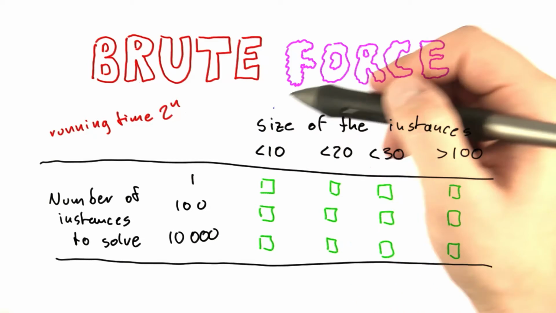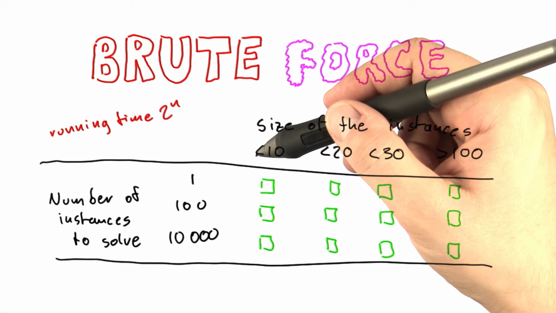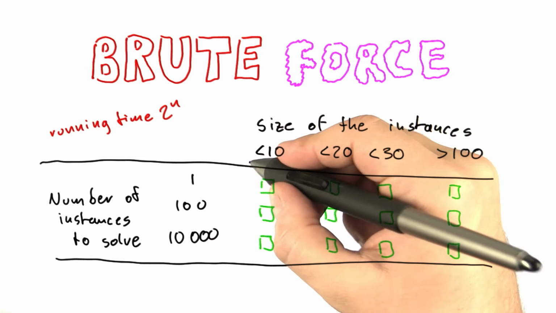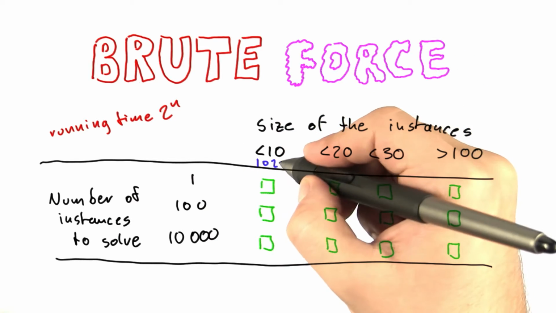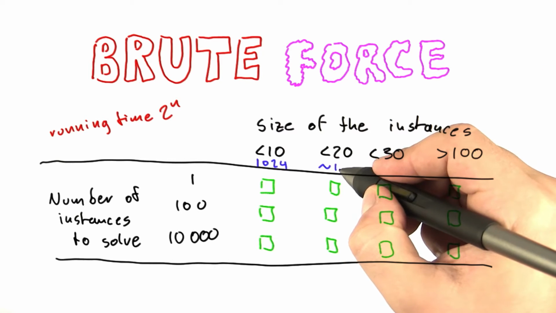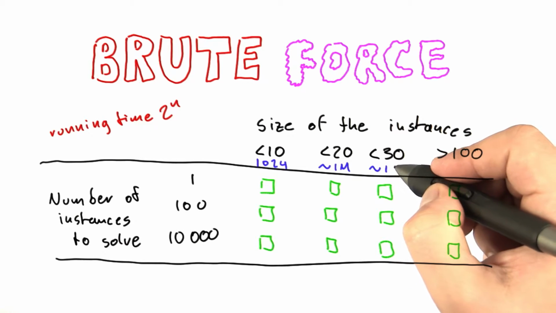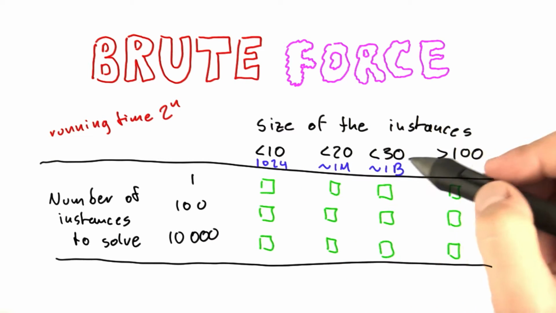So 2 to the power of n. If instances are smaller than 10, that means that the running time will be around 1,000 time units, or 1,024 time units to be precise. If it's 20, you will have about 1,000,000 time units. If it's 30, you will have about 1 billion time units, so 1,000 times 1,000 times 1,000.